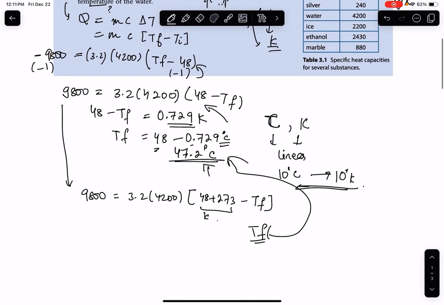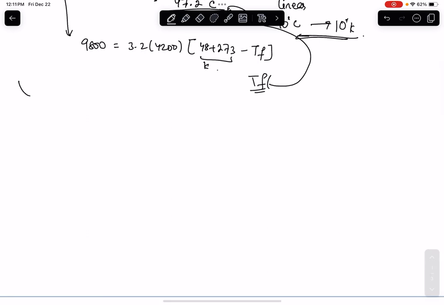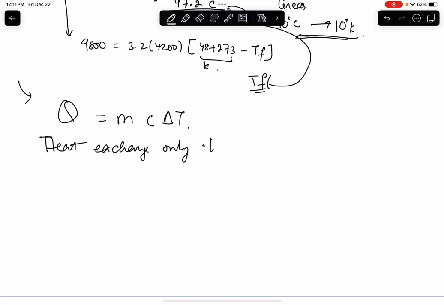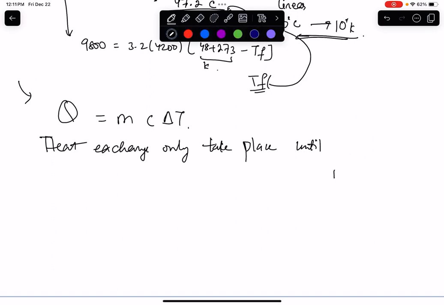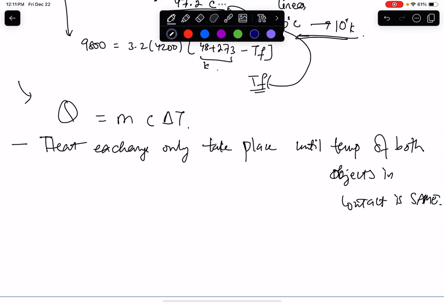Okay? Now, before we move forward, the main things you need to know for these problems is that Q is mc delta T. You need to know that heat exchange will only take place until the temperature of both objects in contact is the same. Okay? So that's an important thing.